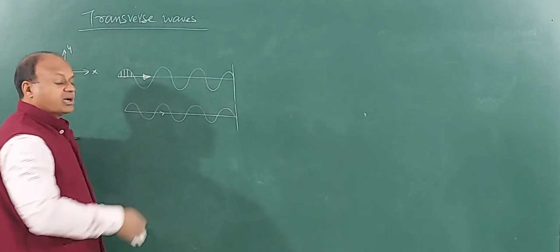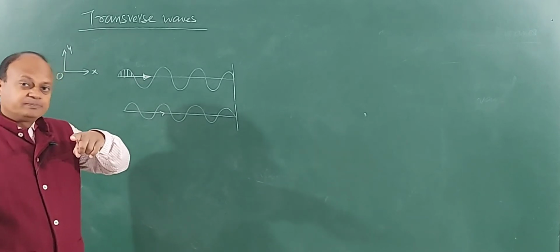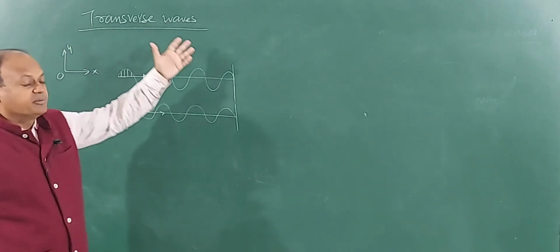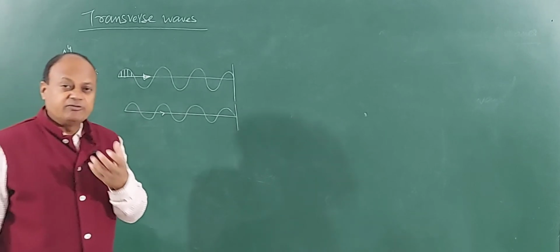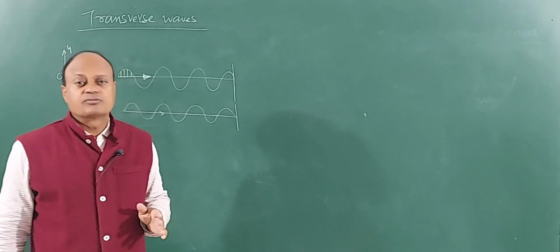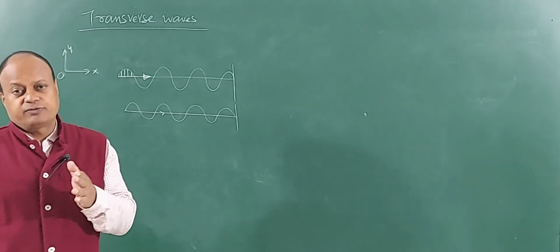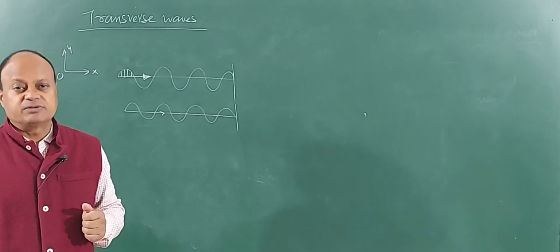Now, what we understood about this transverse wave is that the wave is traveling horizontally, like this, but the particles are vibrating up and down, which is perpendicular to the direction of propagation of the wave. Then this type of wave is called a transverse wave. Meaning, those mechanical waves in which particles vibrate perpendicular to the direction of propagation of the wave are known as transverse waves.